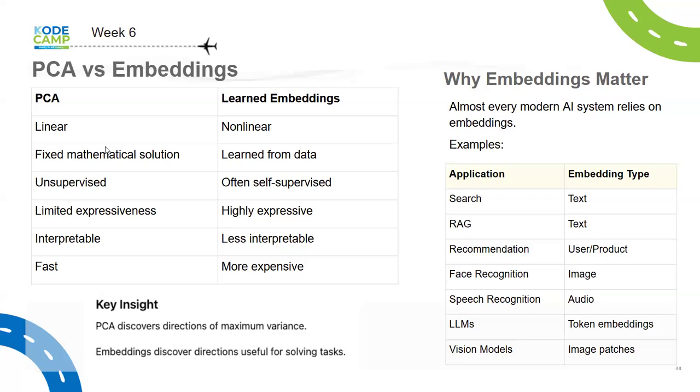But the main difference is that in PCA, what you have is a fixed mathematical solution. It's based on fixed maths. It's unsupervised and it has limited expressiveness. It's interpretable and it's fast. It discovers directions of maximum variance. If variance is a measure of the importance or the meaning of a feature, PCA will pull out the direction that has that maximum, and then it sorts it. It uses matrix maths, eigenvectors and eigenvalues, to give you that.